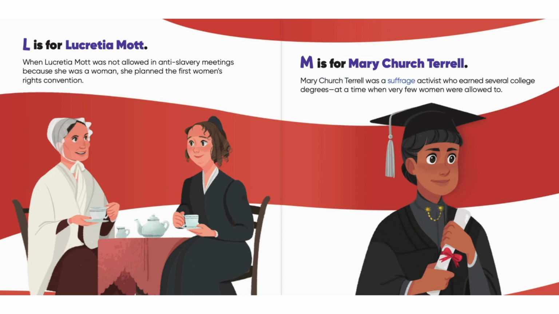M is for Mary Church Terrell. Mary Church Terrell was a suffrage activist who earned several college degrees, at a time when very few women were allowed to.